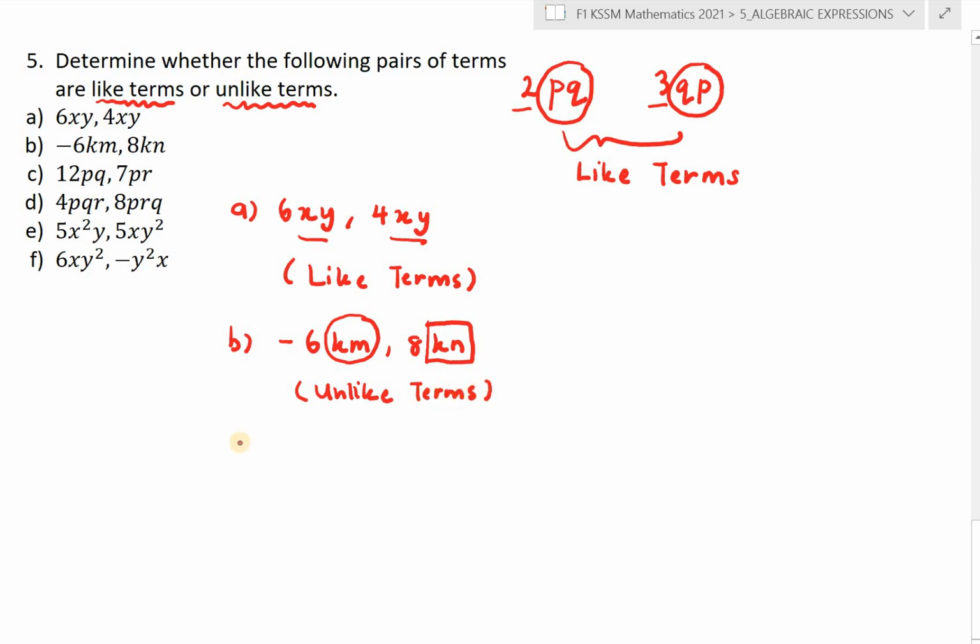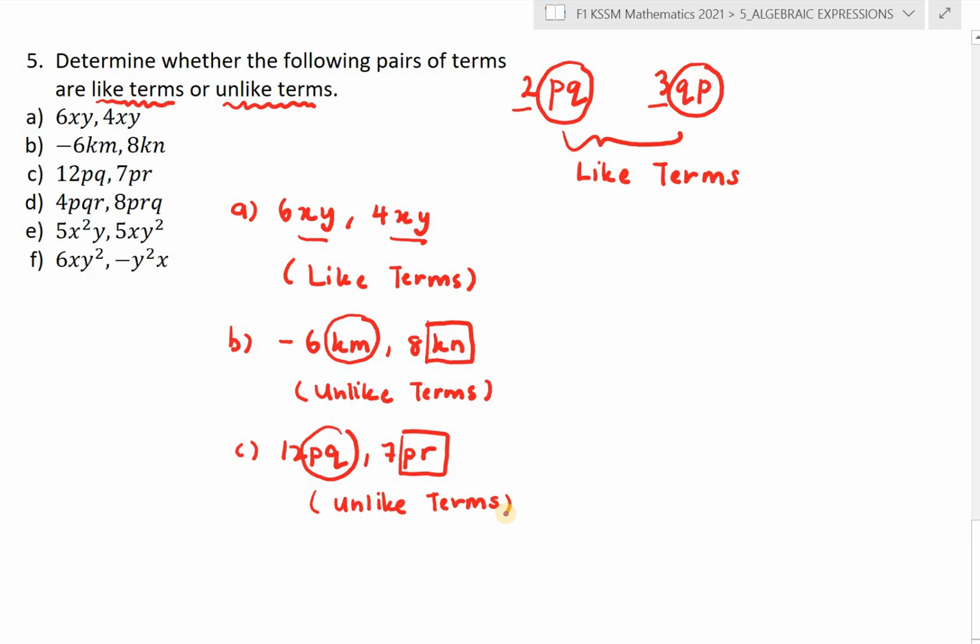Okay, and then let's look at C. C, we have 12 PQ, okay, and 7 PR. Okay, this one pun sama. You see PQ, this is PQ, and then this is PR. Okay, it is not the same because of the R. R ini yang menyebabkan dia tak sama. So, this one is also unlike terms. Okay, unlike terms.